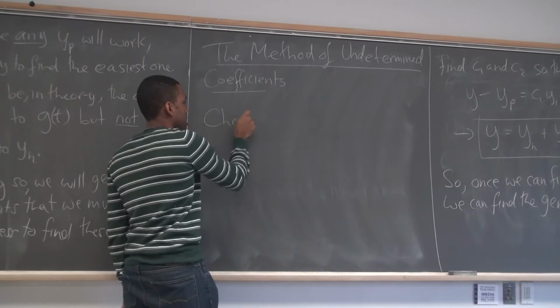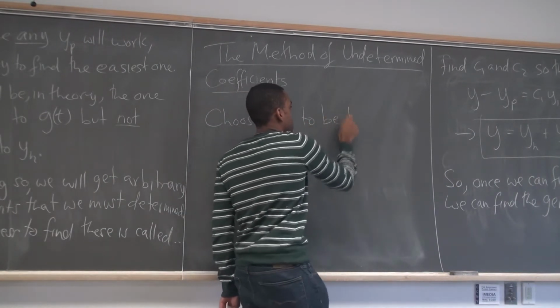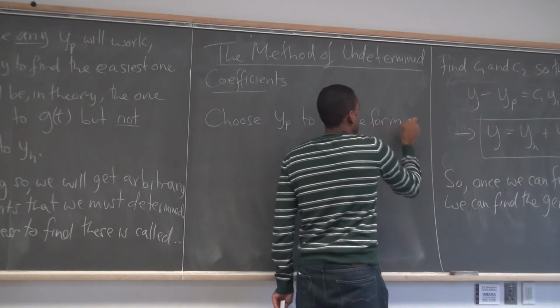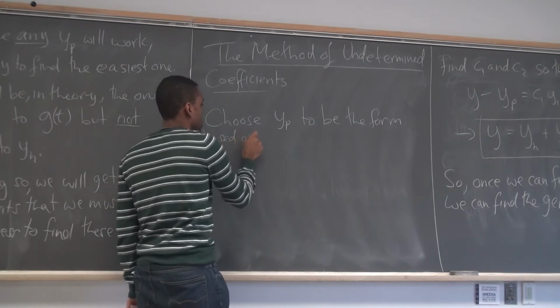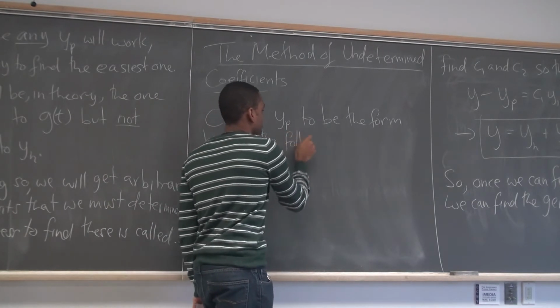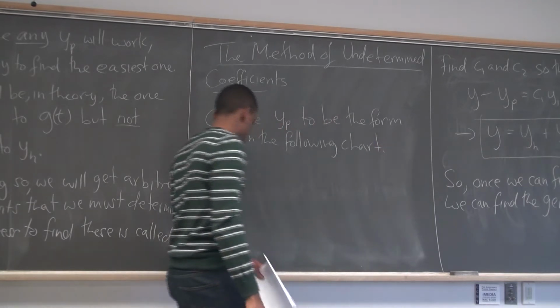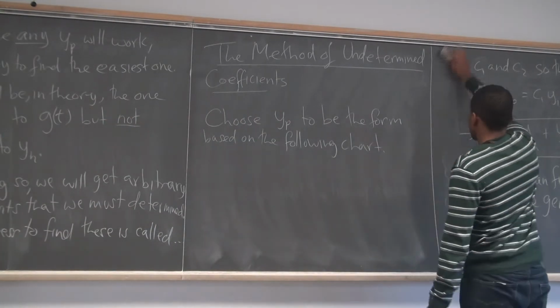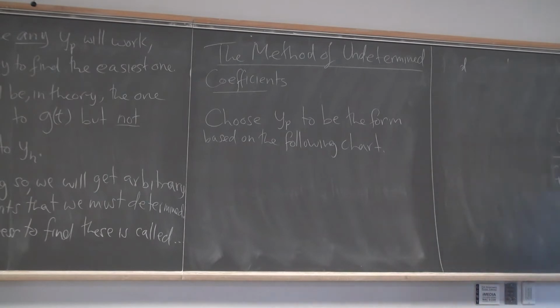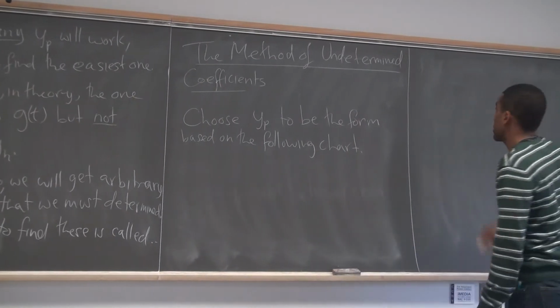Basically, the method relies on this. Choose yp to be the form based on the following chart. Space for the chart. Just to be safe, I'll write it over here. So there are certain forms that are very nice to use with undetermined coefficients, and they're the following.